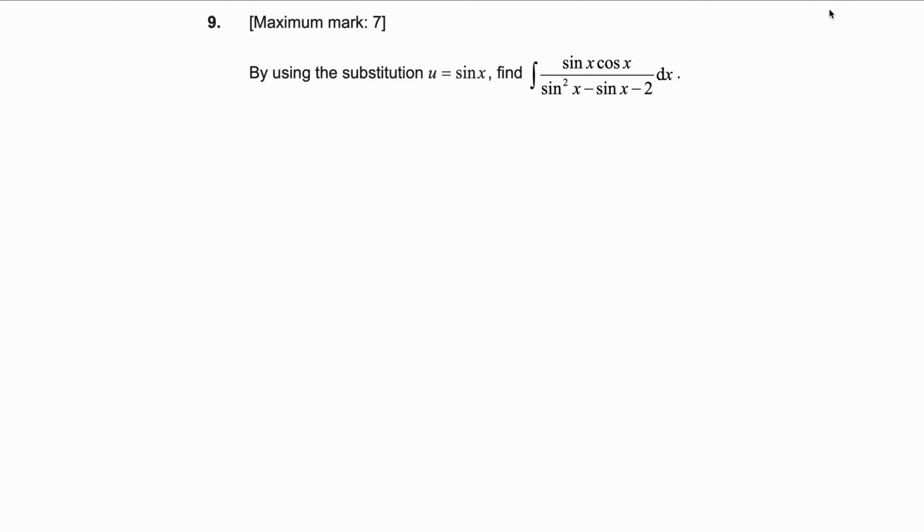Hello guys, welcome back. Today we will be taking a look at another maths AHL question. This is from a past paper. So the question is, by using the substitution u equals sine of x, find the integral of sine x cosine of x over sine squared of x minus sine x minus 2 with respect to x.